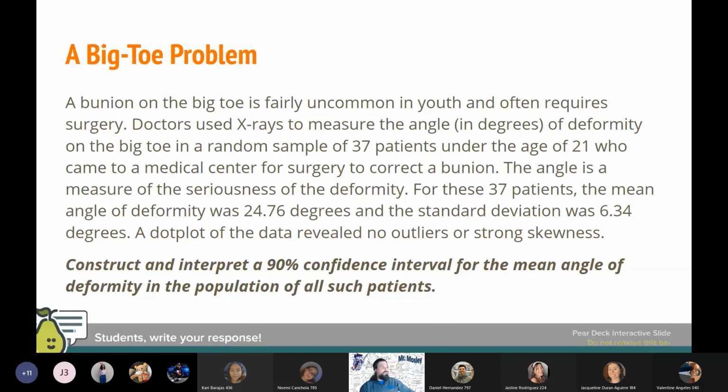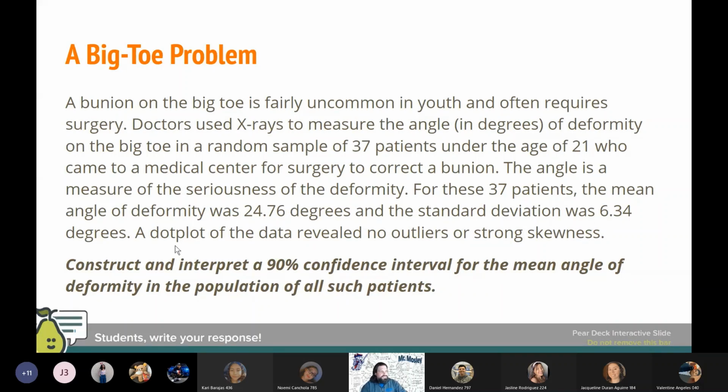A bunion on the big toe is fairly uncommon in youth and often requires surgery. Doctors use x-rays to measure the angle in degrees of deformity on the big toe in a random sample of 37 patients under the age of 21 who came to a medical center for surgery to correct a bunion. The angle is a measure of the seriousness of the deformity. For these 37 patients, the mean angle of deformity was 24.76 degrees. The standard deviation was 6.34 degrees.